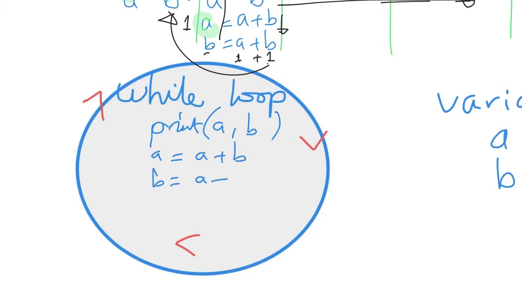Next, we're going to update it. So these will update the variables, and then we'll just go around again, and we'll keep on looping around until a condition is met. Right now we don't have a condition, so these will just carry on forever. The while loop should have a condition.